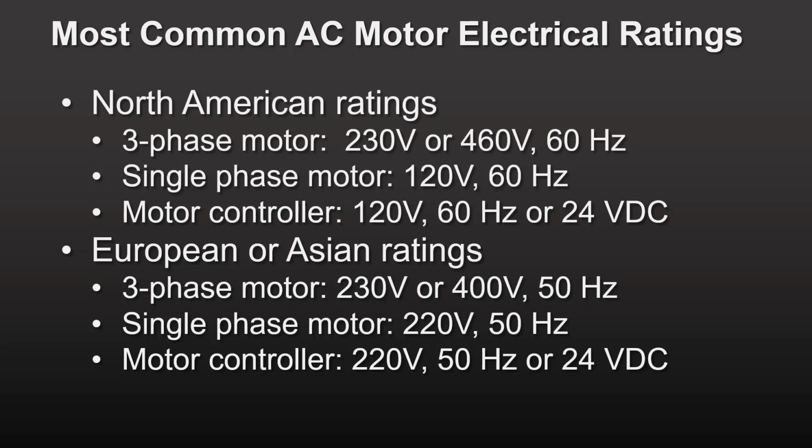In North America, three-phase motors commonly run off either 230 volts or 460 volts at 60 Hz, while motors in Asia and Europe run off 230 volts or 400 volts at 50 Hz. There are several variants that are close, but not exactly equal to these voltage levels. Motor controllers run off single-phase power or 24 VDC if they contain mostly digital circuits.